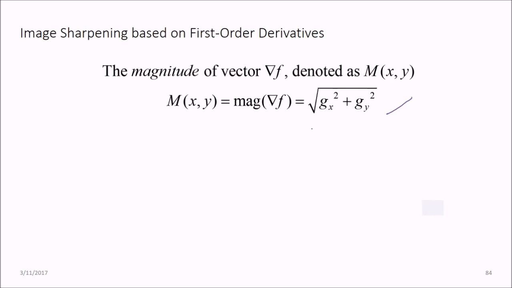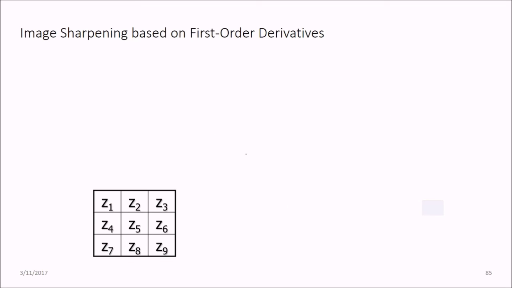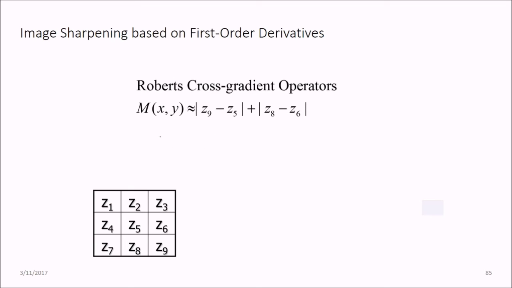The magnitude is given by this expression, and this is nothing but equivalent to mod of gx plus mod of gy. So if these are the values z1 to z9, then M(x,y) is equal to mod of z8 minus z5 plus mod of z6 minus z5. This is how we get these values, and applying this we can get many filters. So this is the Roberts cross gradient operator. In this, z9 minus z5, this is a cross gradient operator. And now z8 minus z6, that is this one, also a cross gradient operator.